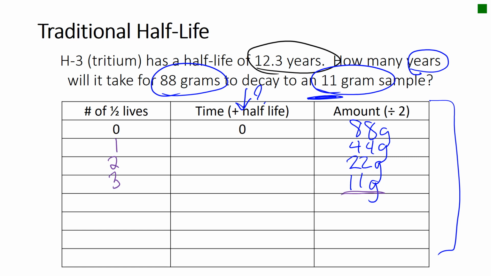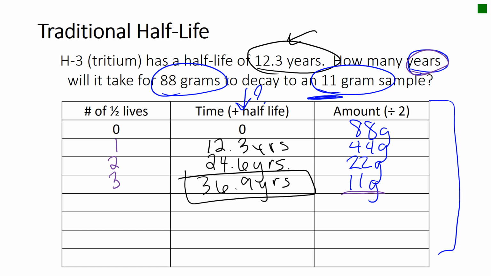And then what I want to do is solve how many years it took. Years is my time. What I do know is that each half-life is 12.3 years. So after one half-life, 12.3 years has passed. And yes, you do need to write the units, the years and the grams. After the next half-life, it's additive, so I'm going to add another 12.3 years, and I get 24.6 years. Then the next time I'm going to add the 12.3 again, so I get 36.9 years. Now I'm done and I found my final answer to be 36.9 years. Rounded to the correct number of sig figs, it would be 37 years.